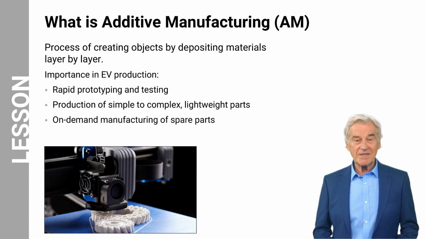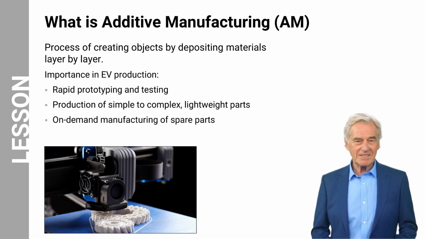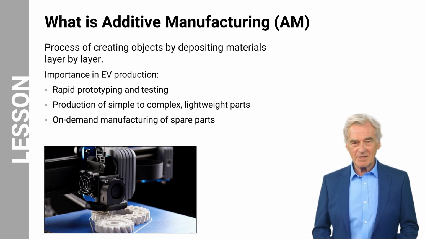Additive manufacturing, abbreviated as AM, is a revolutionary manufacturing process that creates objects by systematically depositing materials layer by layer, in contrast to traditional subtractive manufacturing methods such as milling, turning, grinding, etc. This technology has become particularly significant in electric vehicle production as well, offering several key advantages.